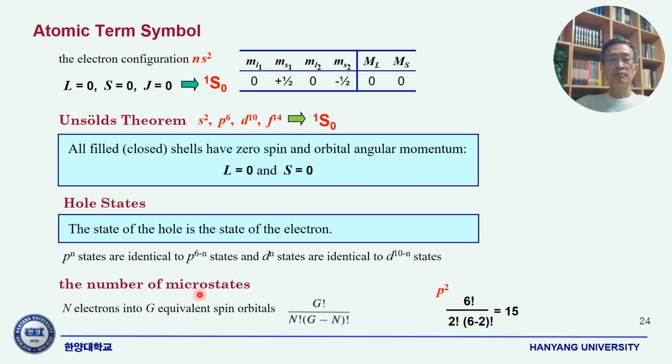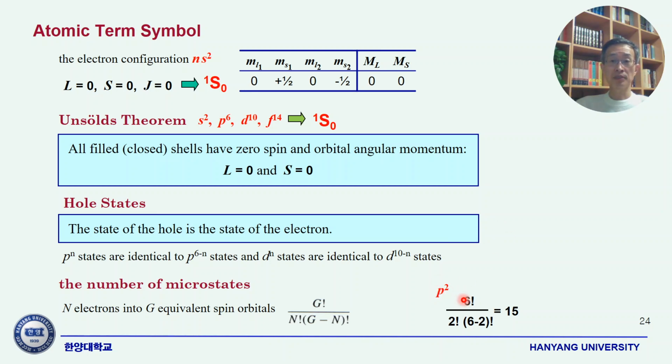Because there are many microstates. For example, if there are n electrons and G equivalent spin orbitals, the number of microstates is G factorial over n factorial times G minus n factorial. For example, p2. So p has 6 equivalent spin orbitals.